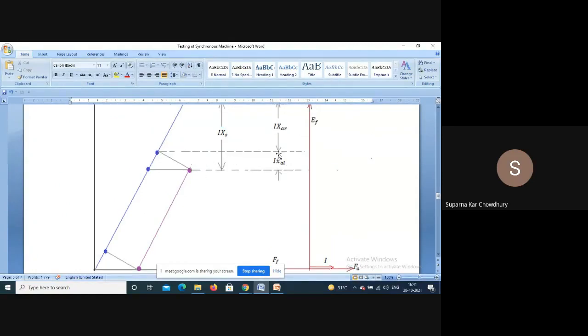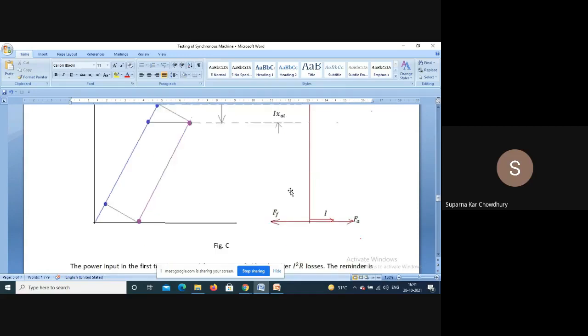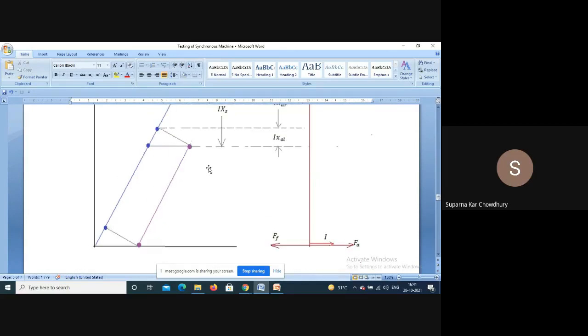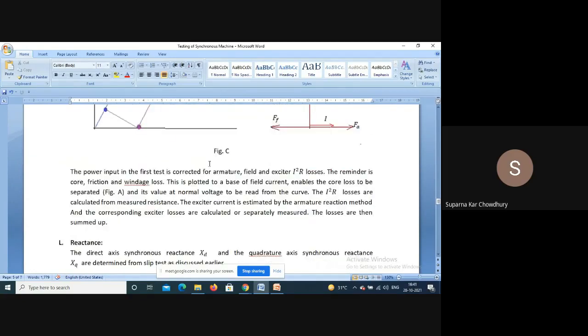So this will be the IaXl drop and this is the OCC point. So this is the total IaXs drop. So this will be the IaXar drop. So for the normal generator, this we determine from the OCC and ZPFC characteristics.